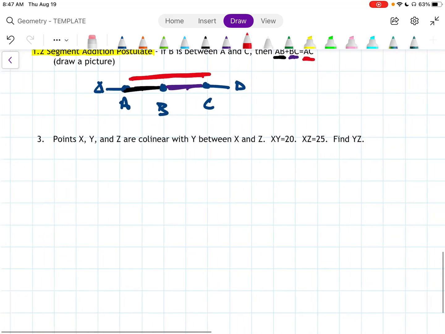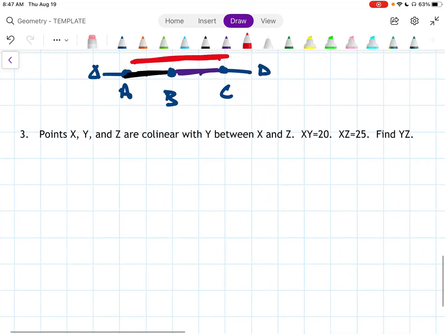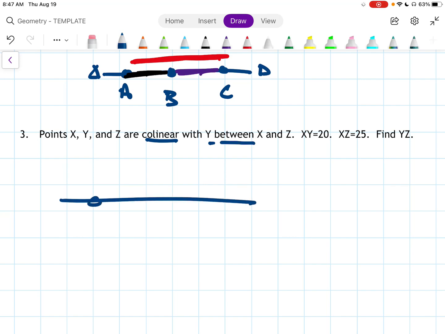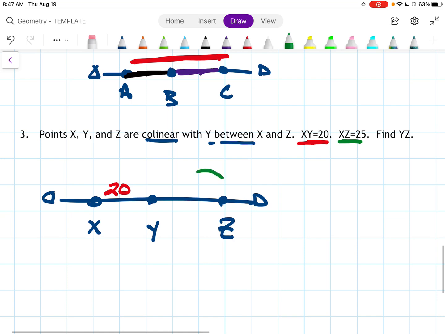All right, number 3, I think this was the last one. Yeah, yay. All right, points X, Y, and Z are collinear, right? They're all in the same line, with Y between X and Z. So let's draw that. We've got X, Y, Z. Okay. XY is 20. XZ, that's this whole thing, is 25. Find YZ.